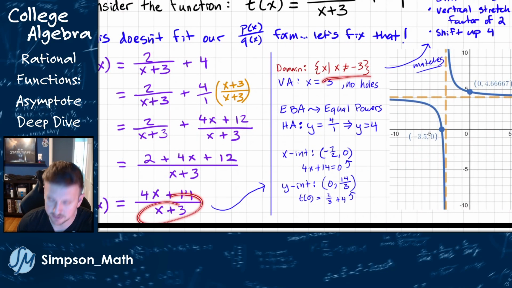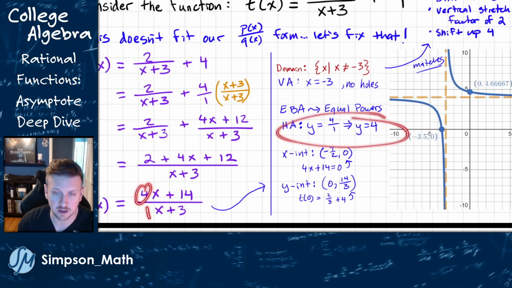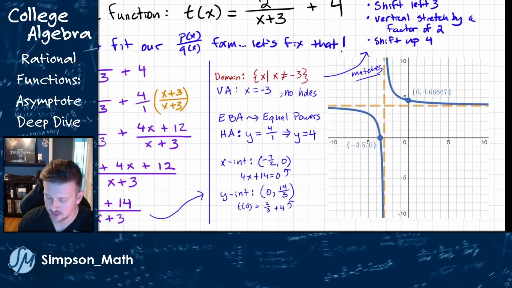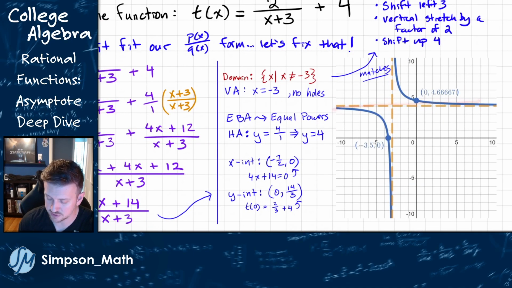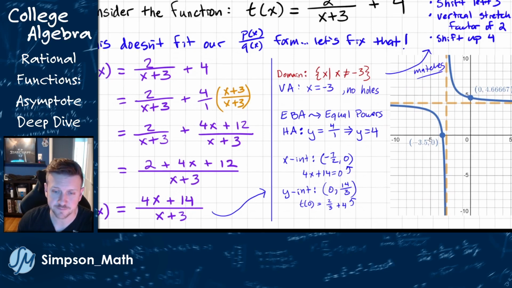Well, my domain restriction, my red alert here, is that x can't be -3. Nothing reduces, so we don't have a hole. But I do have a vertical asymptote at x equals -3. This is equal powers. So I can just do 4 over 1 for my horizontal asymptote of y equals 4, which we already knew to be true because we're shifting up 4. Oh, and we already knew our vertical asymptote to be true because we're shifting left 3.